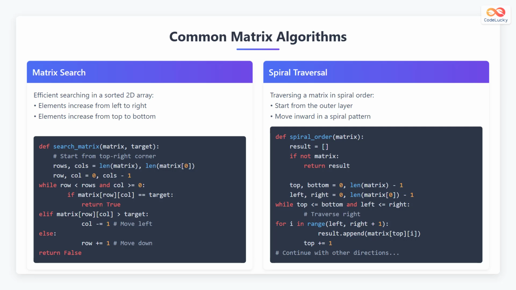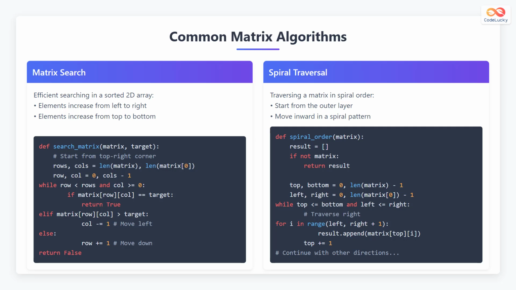Assign row to 0 and column to columns - 1. While row is less than rows and column is greater than or equal to 0, if the matrix at index row, column is the target, then return true. Otherwise, if the matrix at index row, column is greater than the target, then decrement the column by 1 to move left. Otherwise, increment the row by 1 to move down. If the target is not found, then return false.